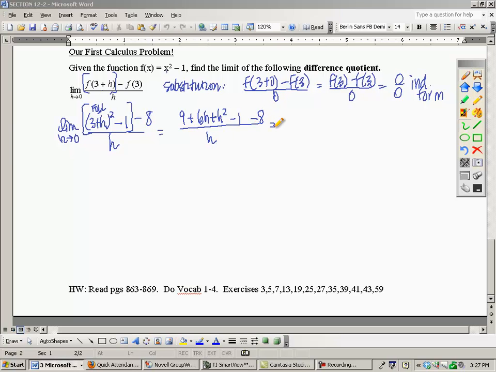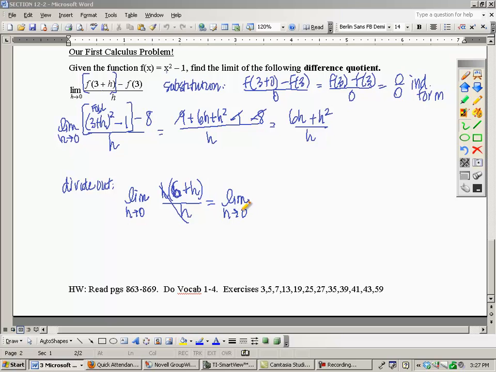I'm going to simplify this a little bit before I bring the limit back. Well, 9 will cancel with the negative 9, so I have 6h plus h squared all over h. And this is where we get this idea to divide out. This comes back to that divide out section, or factor it out. If I take the limit as h approaches 0, I can factor out an h from the top. Oops, 6 plus h. And so now I can take the limit of 6 plus h because that's my divided out quantity. Well, if I plug the 0 in, 6 plus 0 is just 6.